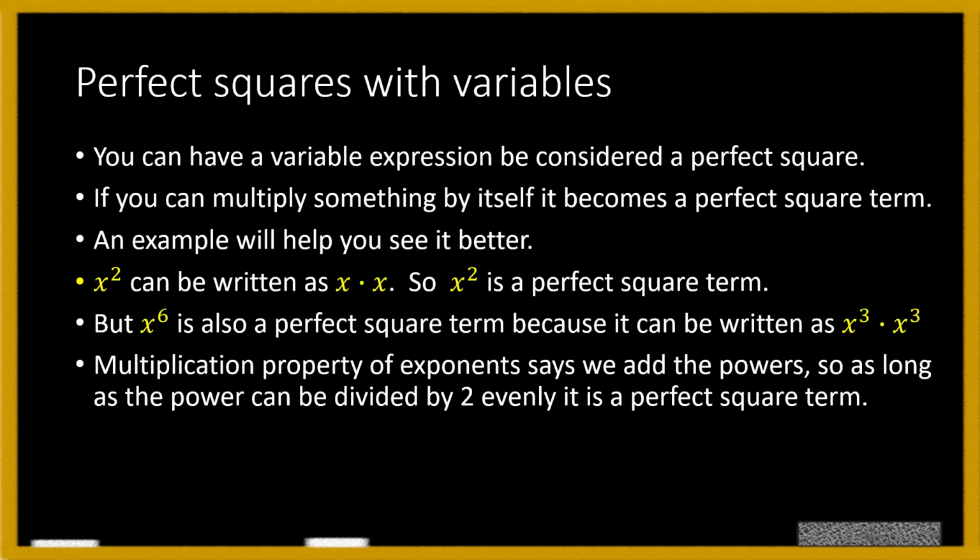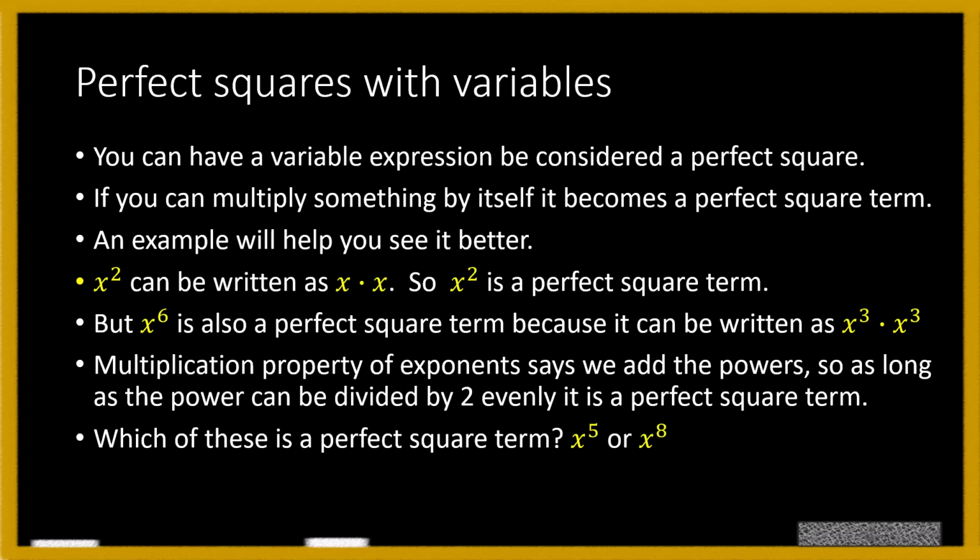Remember, the multiplication property of exponents says we can add the powers. So what that means is as long as the power can be divided by 2 evenly, it's a perfect square term. So which of these is a perfect square term? x to the 5th or x to the 8th? It's going to be x to the 8th because that can be written as x to the 4th times x to the 4th. It's divisible by 2.